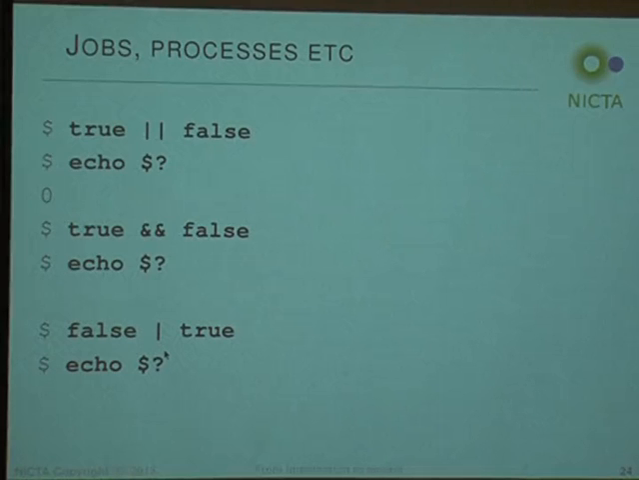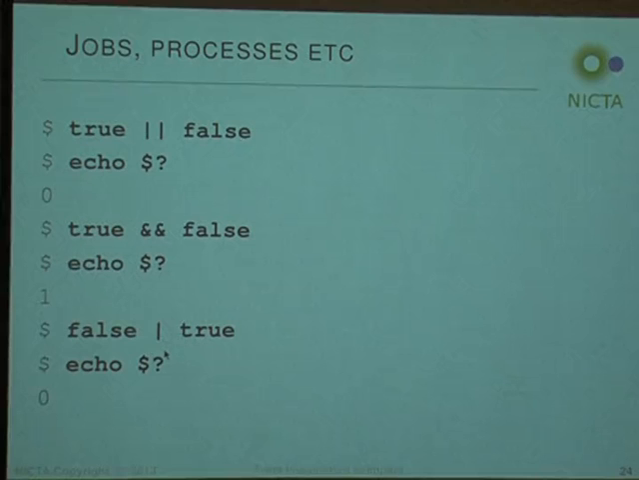What about true and false? What's that going to give you? Non-zero, yeah. In this case, it's 1. What about false piped through true? The exit status of a pipeline is the exit status of the rightmost command in it.